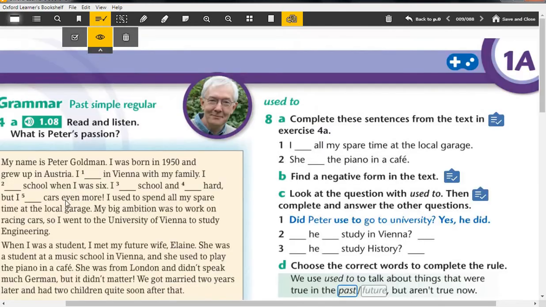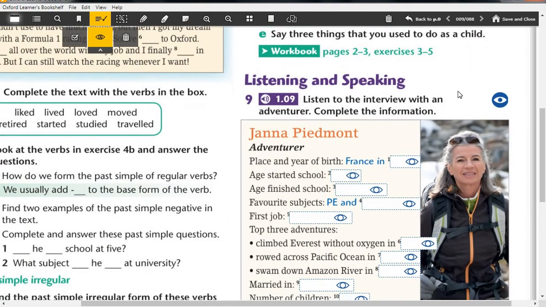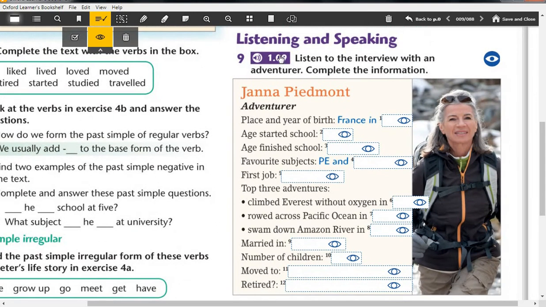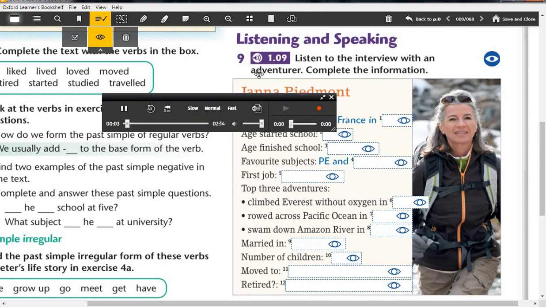Now we continue with the student's book. Listening and speaking. Listen to the interview with an adventurer. Complete the information. Listen to Track 2. Page 9, Exercise 9.